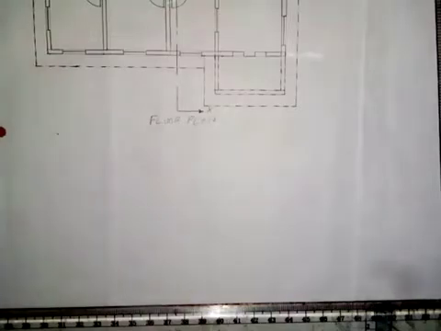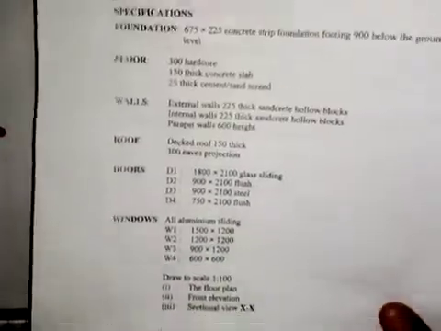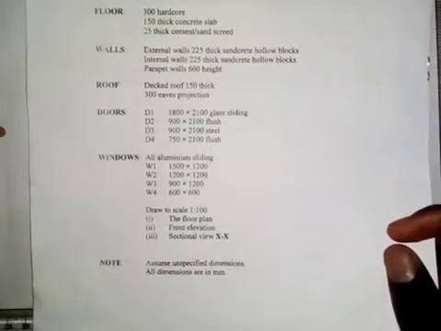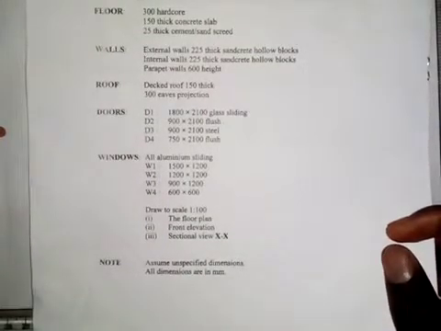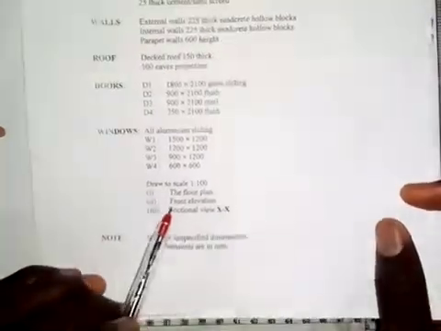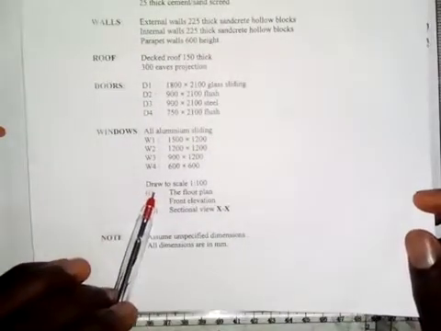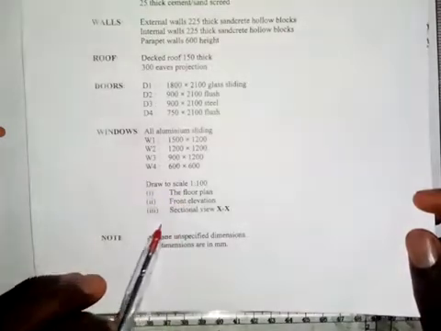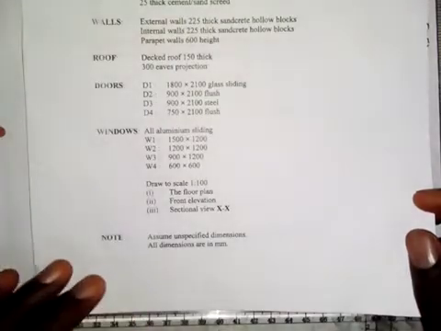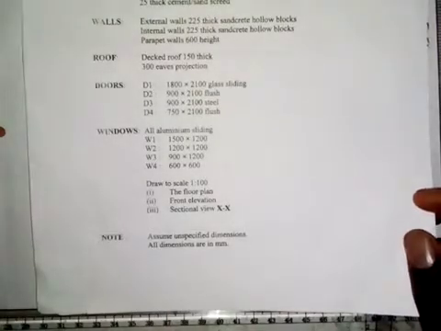Here we'll be working on the front elevation of this building. We are still working on 2022 NECO paper 3 technical drawing on building drawing. So we'll be working on the front elevation. As I said, we're asked to draw the front elevation and we are to use a scale of 1:100. And then we're asked to assume unspecified dimensions, and all dimensions are in millimeters.